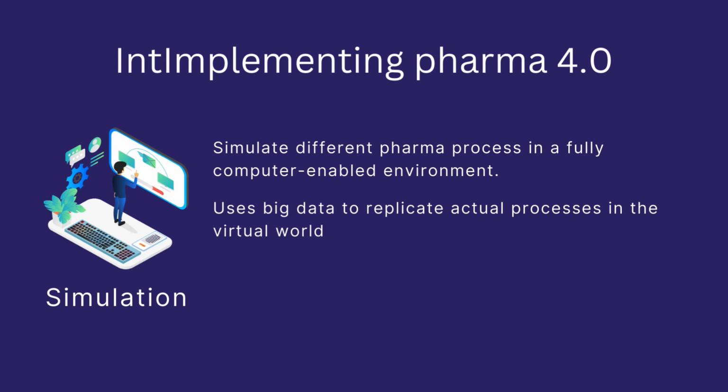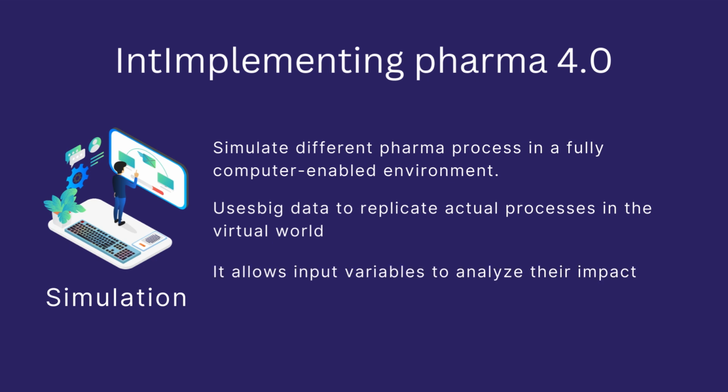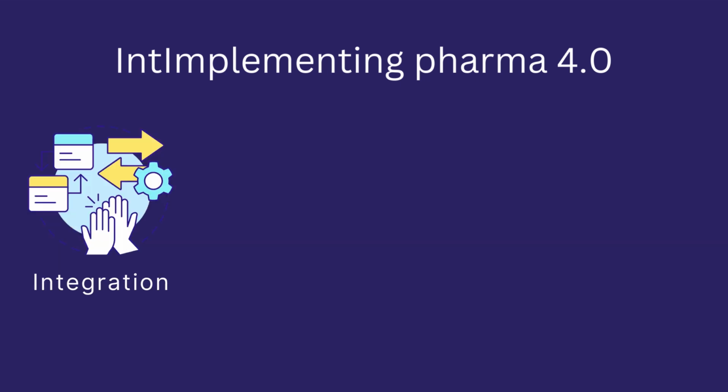It allows various input variables to analyze their impact on the different stages of the product life cycle. The user can select from various input variables such as raw material, equipment, and facility design that best matches the organization's need. Using simulation, Pharma 4.0 allows its user to plan and design in advance according to real ground conditions and market requirements. Integration.